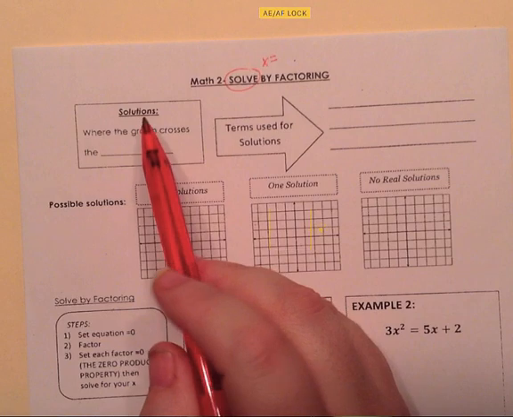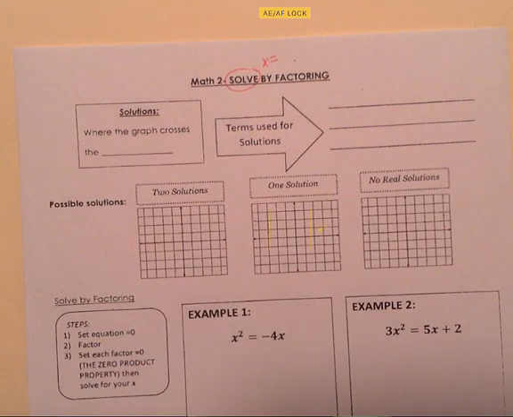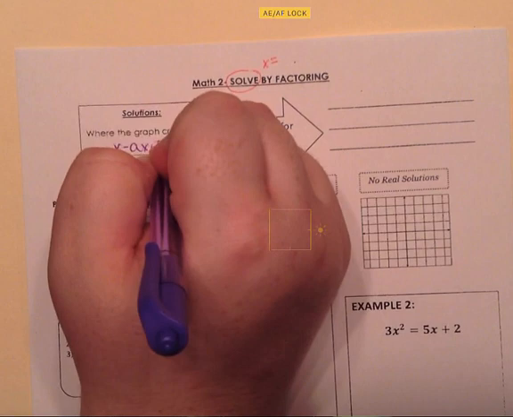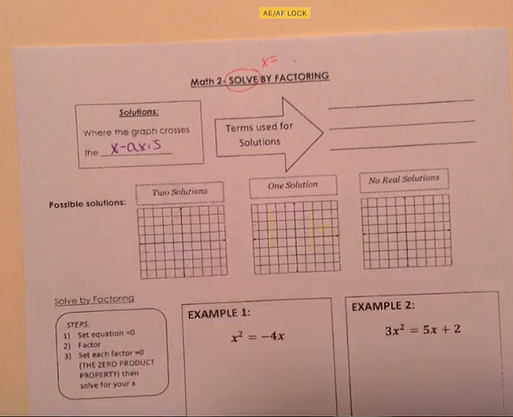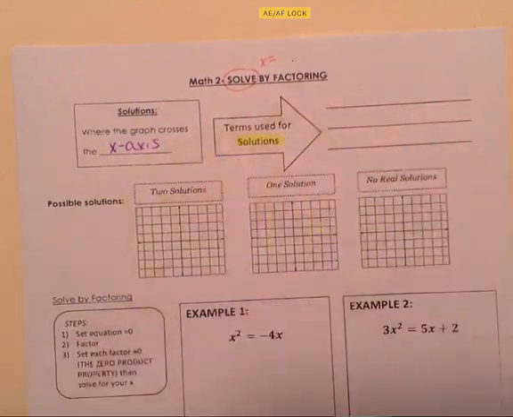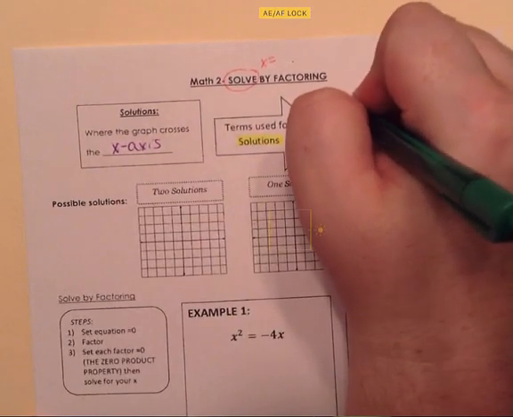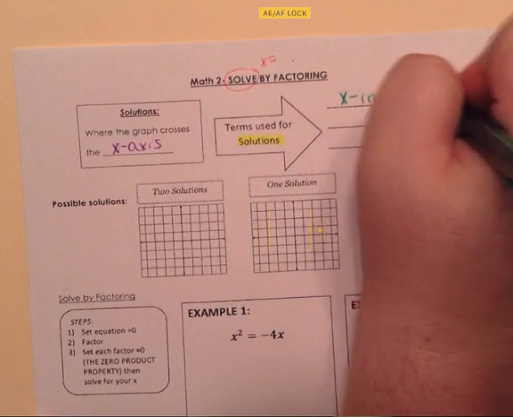So a solution, because when you're solving something, you're going to have solutions. A solution is when the graph crosses the x-axis. Now you might have heard that before, another term that's used for solutions when it crosses the x-axis: x-intercepts. So another term for solutions is x-intercepts. We've seen those before whenever we factor, when we graph. You always want your x-intercepts.